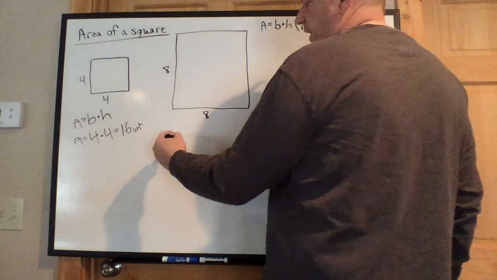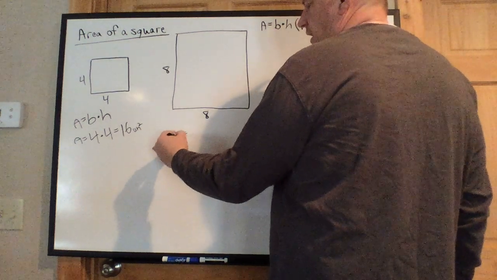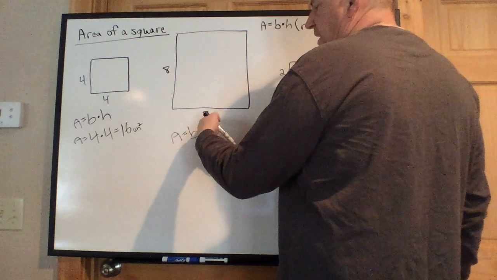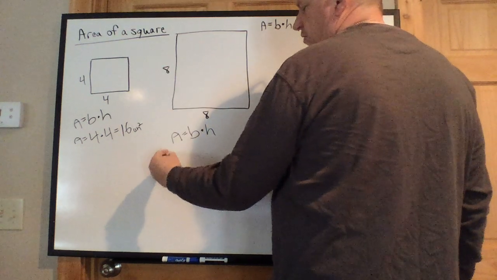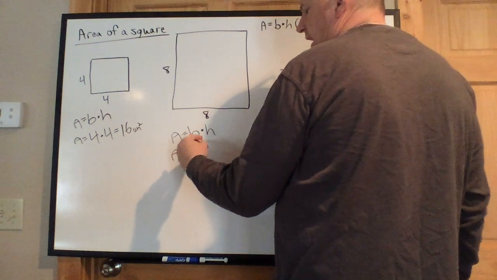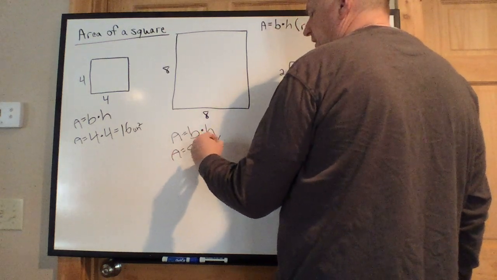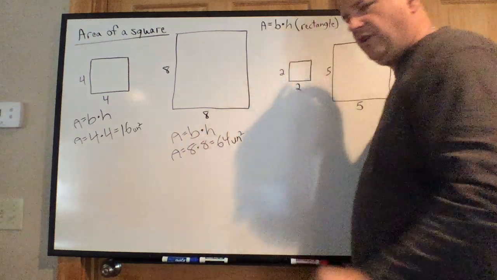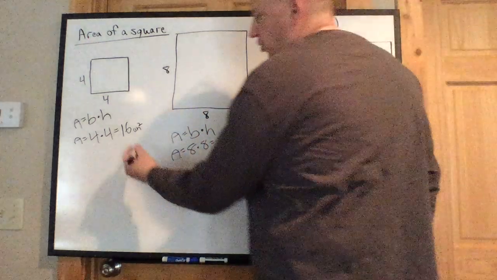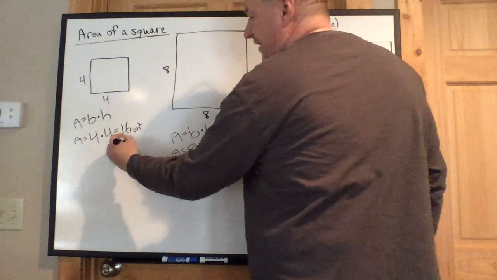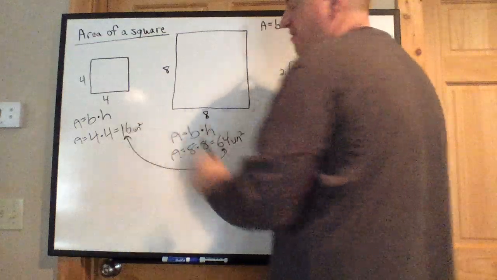All right, so again, we write our formula. Area equals base times the height. My base is 8, my height is 8. So my area equals 8 times 8, which gives me 64 units squared, whatever units those may be. Okay, so you'll notice between these two, this one is not just double of that one.